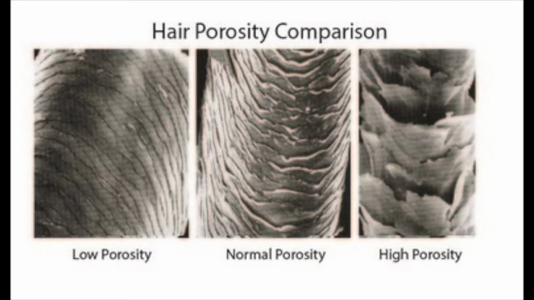With high porosity hair, your shingles are lifted, very, very lifted, very wide open. You probably have some missing cuticles, missing shingles. You're probably missing some things within your hair shaft. So it's easy for moisture to get in, but it's also easy for moisture to get out. So it's hard to keep your hair hydrated when you have high porosity hair. Your hair tends to look fairly dry if you do not know how to seal your hair properly.